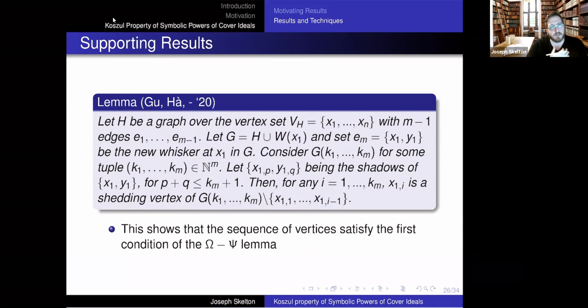And this effectively shows that a whiskered vertex maintains a sequence. The copies of x1, as a sequence, satisfy the first condition of the omega psi lemma.